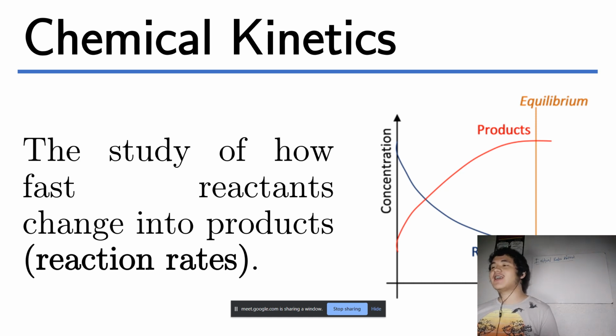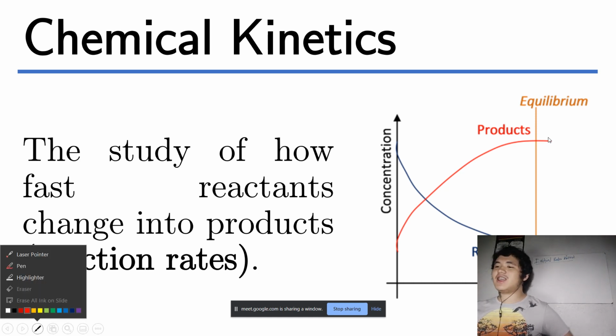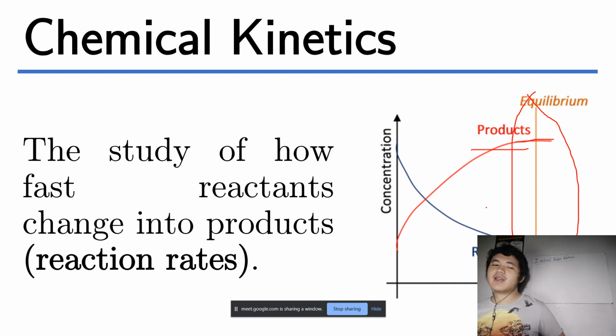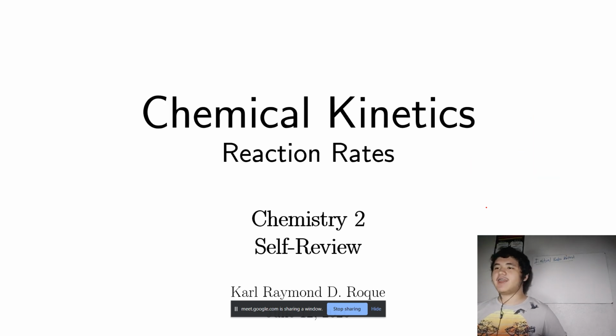So, we look at reaction rates either in terms of products or reactants. Equilibrium kapag hindi na gumagalaw at all yung products and reactants. Okay? Then, syempre, pag mas mabilis yung reaction rate, mas mabilis mag-change into products yung reactants natin. At pag mas mababa yung reaction rate natin, syempre baliktad, mas matagal mag-change into products yung ating mga reactant. Okay? So now, let's go into it na agad.